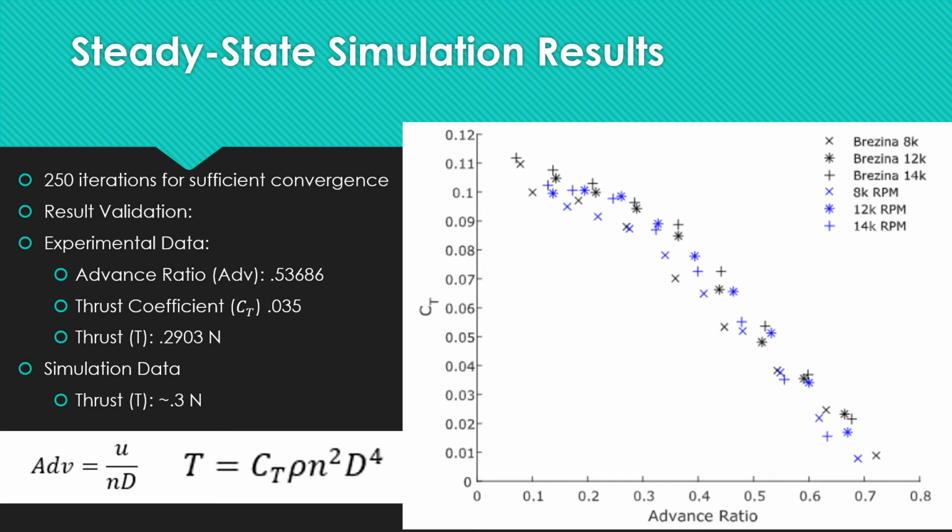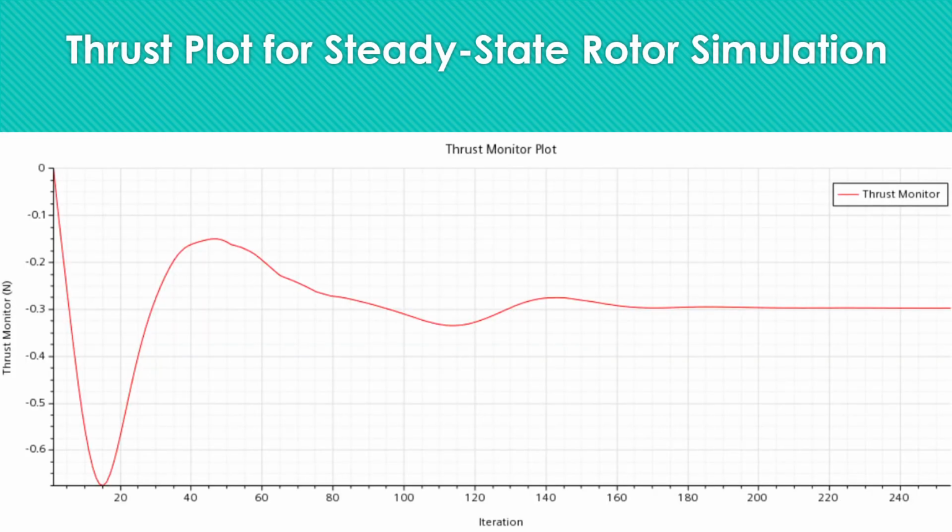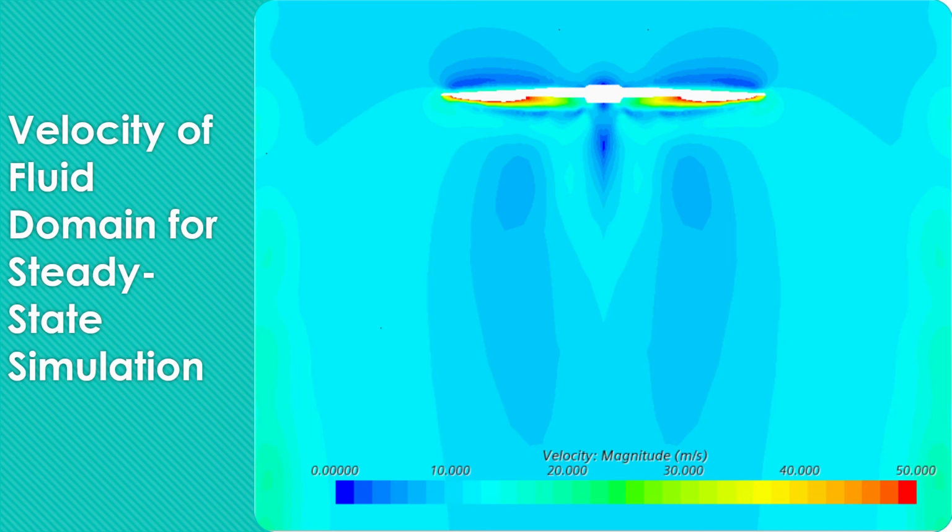As the solution converged, a thrust of approximately 0.3 newtons was calculated. Here is the thrust plot. With the thrust calculation validated, flow velocity seen of the rotor is shown right here. You can see high velocity right below the rotor and how the fluid velocity goes down, and that is what leads to thrust.